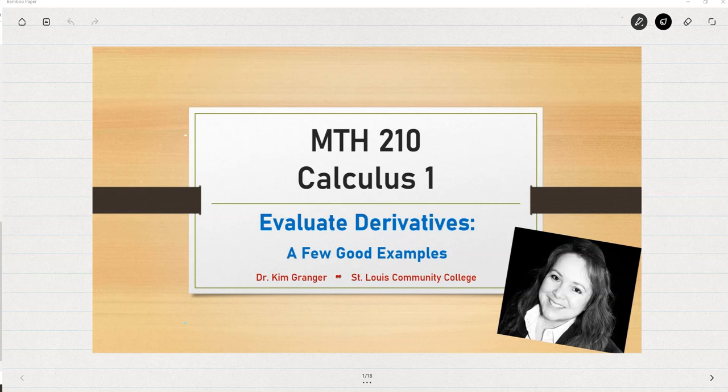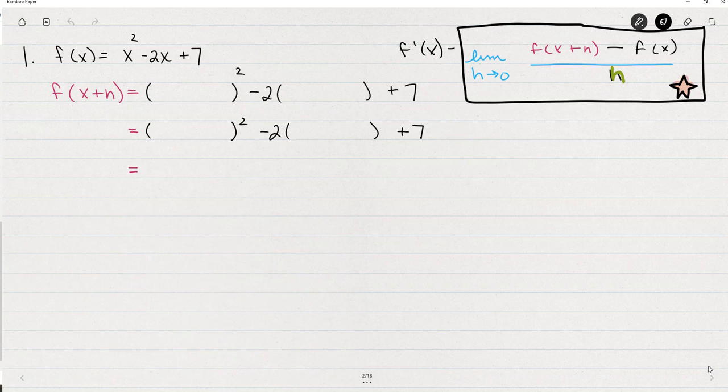In this video, I'd like to walk through some derivatives. Some of these problems that we'll walk through are more theoretical and an application, but most of them will be evaluating derivatives. Let's start with the definition of a derivative.